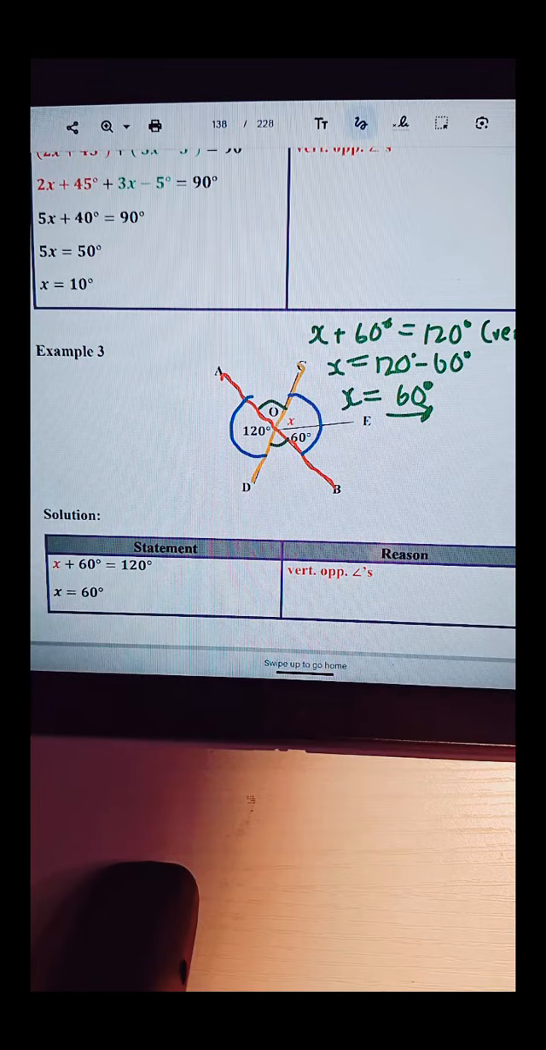So you can see it there, guys. Statement: x plus 60 is equal to 120. Reason: vert. op. angles, and we solve for x.